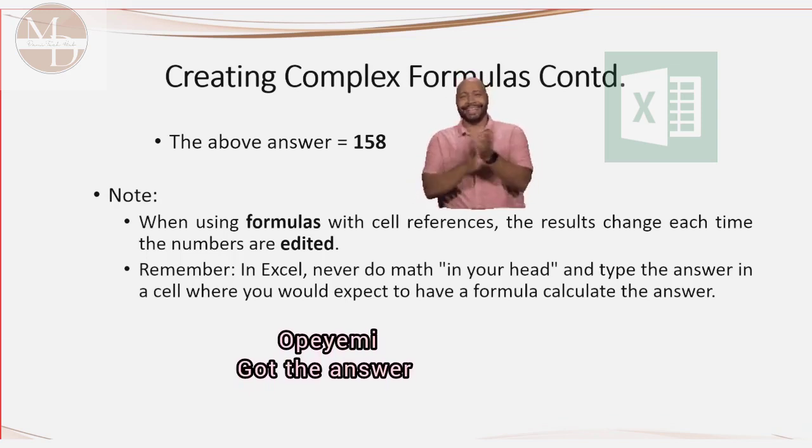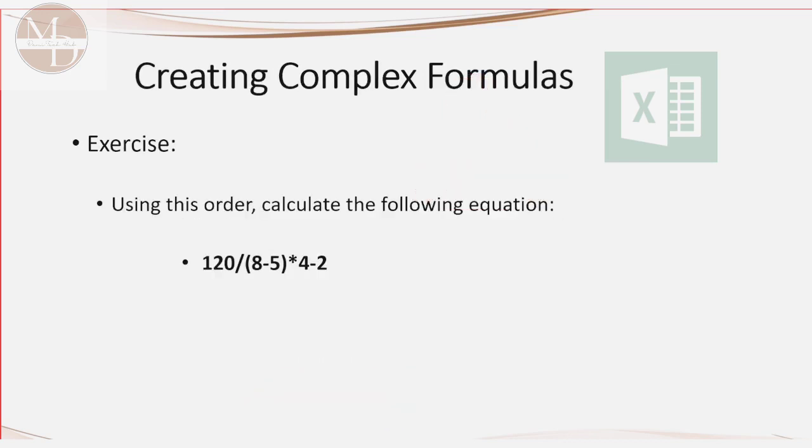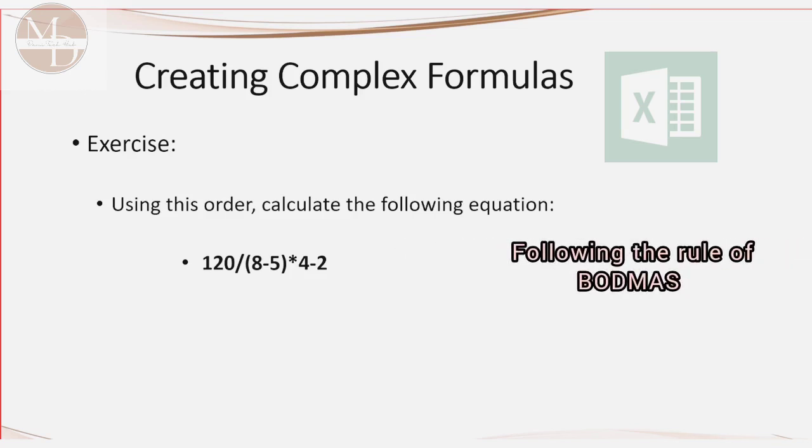Now, let me explain how it will happen that way. If you follow the rule of BODMAS or BEDMAS, you are going to get the answer. Now, look at it. 120 divided by bracket 8 minus 5 times 4 minus 2. Now, in the order of BODMAS, what do we do first? We tackle whatever is inside the bracket, which is 8 minus 5. So we are left with 120 divided by 3 times 4 minus 2.